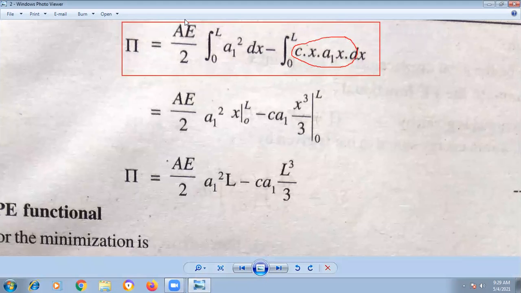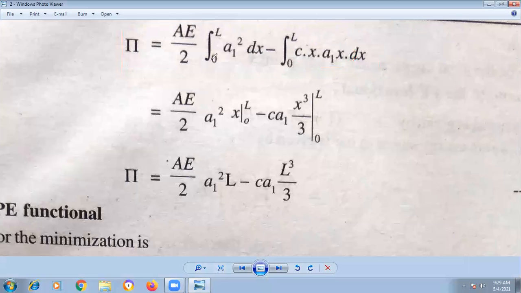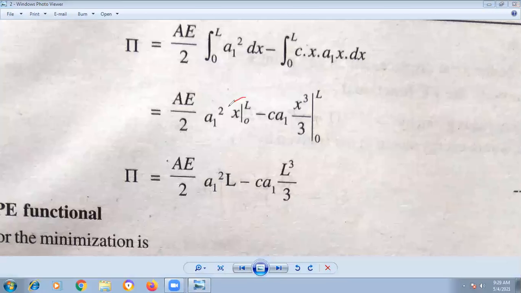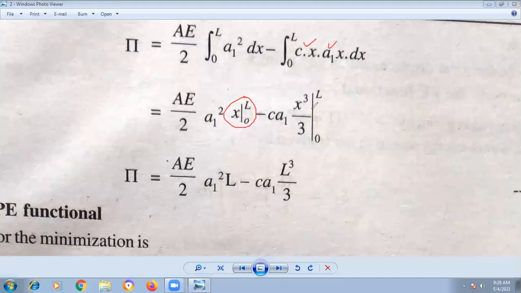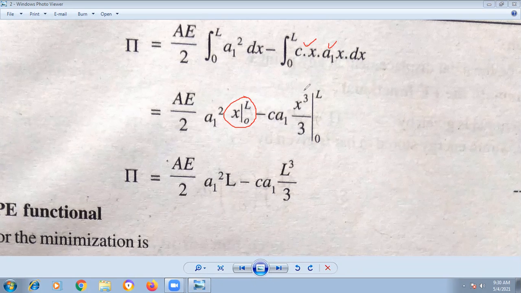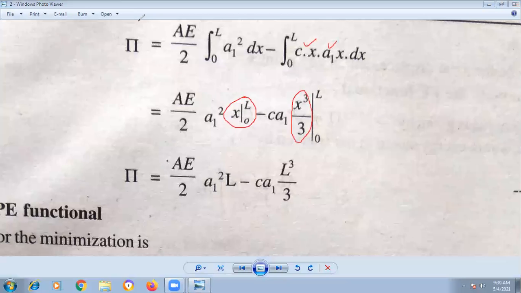Now integrating the above equation, what do we get? AE by 2, A1 square, take it outside, integral of dx is x, integral of 1 with respect to x is x, between the limits 0 to L. Then c and A1 are constants, take them outside. Integral of x square, x to the power n is x to the power n plus 1 divided by n plus 1, therefore it is x cube divided by 3. Is the integration clear?